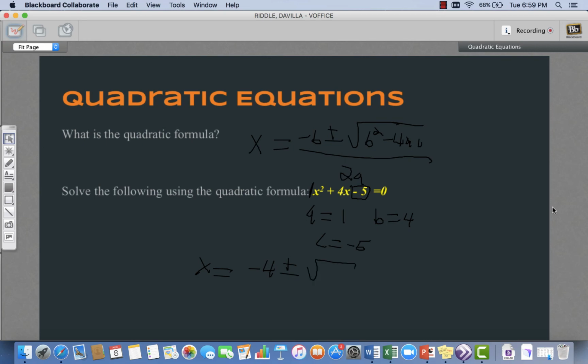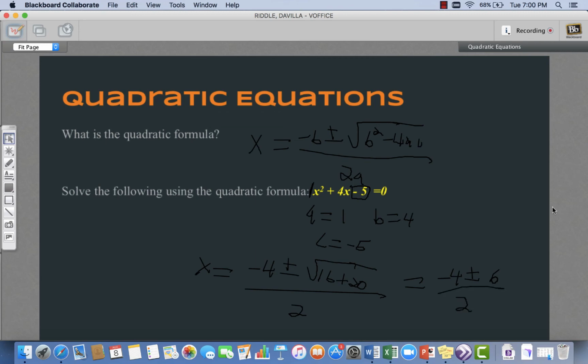of 4 squared, which is 16, minus 4 times 1 times negative 5, and we'll turn that into a positive number right there. So 4 times 5 would be 20. So all over 2 times a, which is just 1. So we'll have 2 right there. So we can see that it would have been 36 right there. And square root of 36 would be 6 right over there.